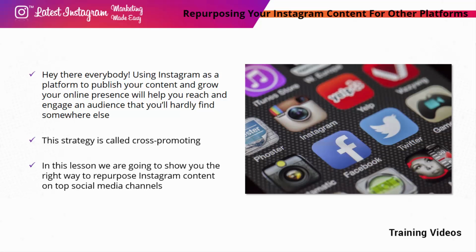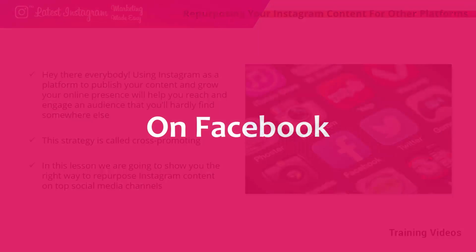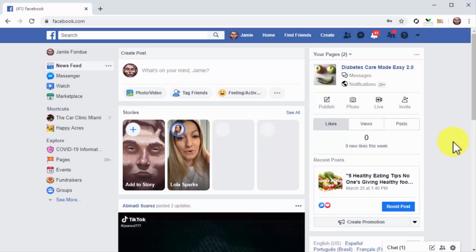In this lesson, we are going to show you the right way to repurpose Instagram content on top social media channels. On Facebook. All right, folks, let's start on Facebook. What we'll do on Facebook and on the rest of the platforms we'll show is simply to take content from one of our Instagram posts, which includes the image, copy, and hashtags, so we can use it on a post that we'll create there.